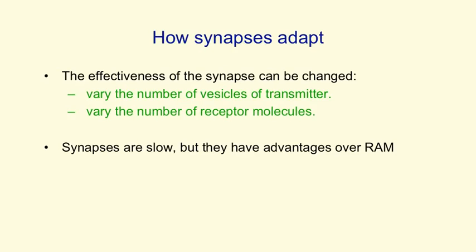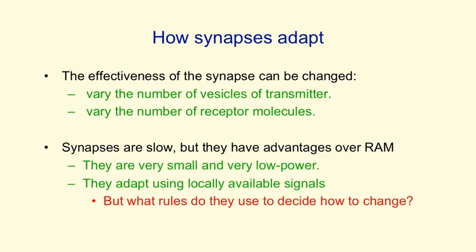Synapses are very slow compared with computer memory, but they have a lot of advantages over the random access memory on a computer. They're very small and very low power, and they can adapt. That's the most important property. They use locally available signals to change their strengths, and that's how we learn to perform complicated computations. The issue, of course, is how do they decide how to change their strength? What are the rules for how they should adapt?